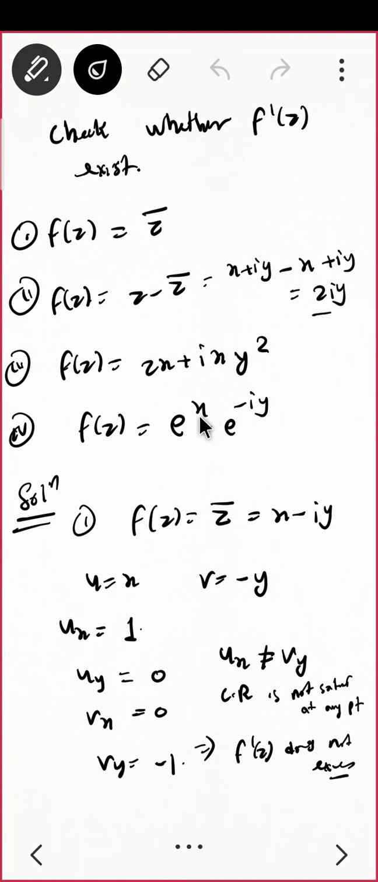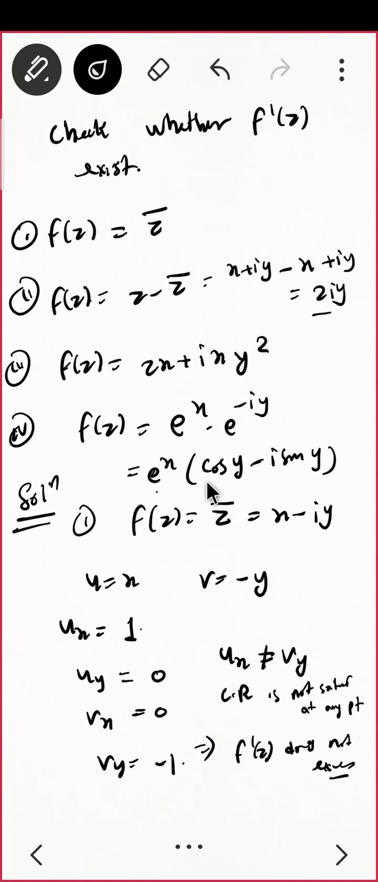Okay. What about this one? F of z equal to e raised to x into e raised to minus iy. Yes, again the same thing. You just need to first make it of the form u plus iv. So what will you do? Let us take e raised to x as it is. What will you do with e raised to minus iy? Cos of minus y, that is the same as cos y, and minus i sin y. Do you agree?